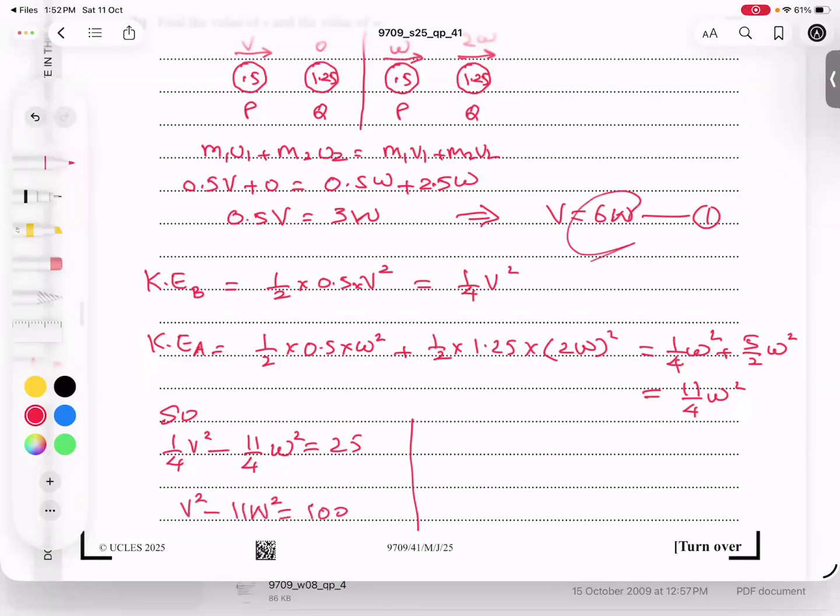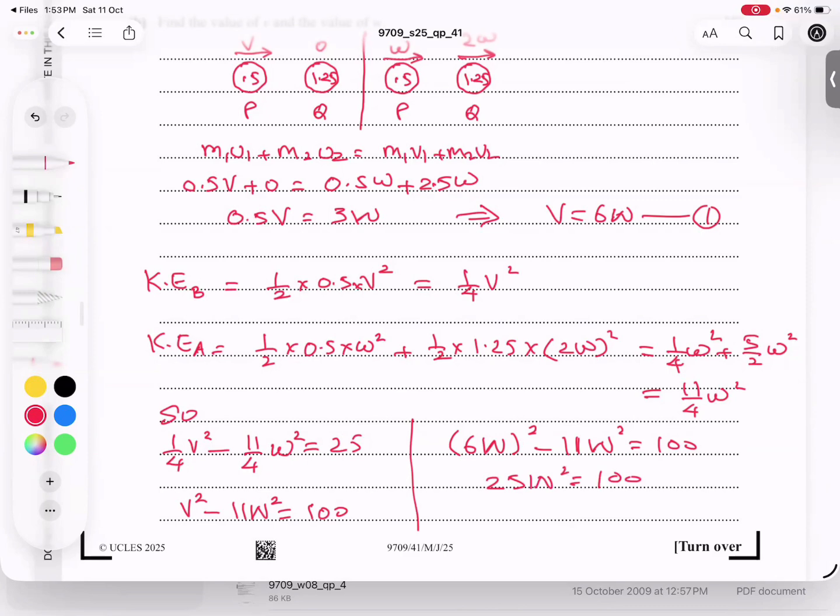So when this is plugged in here, I will get 6w whole square minus 11w whole square equals 200. And now 6 squared is 36. So 36 minus 11, I got 25w square.